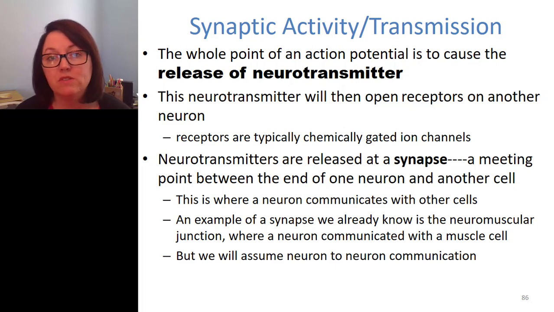So neurotransmitters are released at an area called a synapse. A synapse is just a fancy name for a meeting place between the end of a neuron and another cell. So this is where a neuron will communicate with another cell. An example of a synapse we've already studied in our course is the neuromuscular junction, which is a synapse between a neuron and a skeletal muscle cell. During neural activity, we've been concentrating on neuron-to-neuron communication, so we will continue with that here. In this case, the cell that's being communicated with is going to be another neuron.